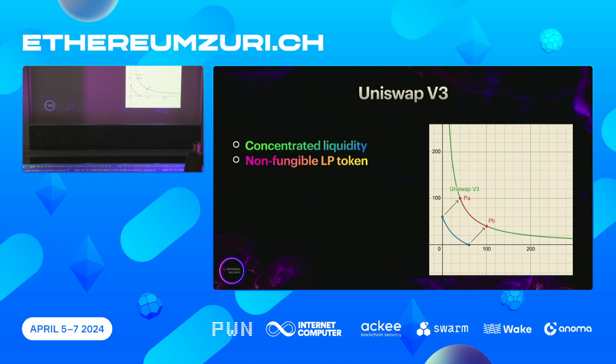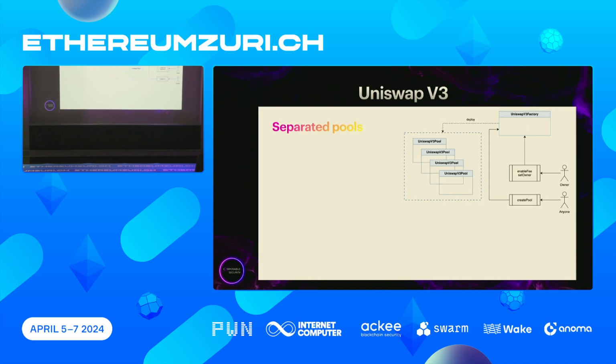However, of course, there is always the other side. The complexity has risen a lot because of this liquidity pool token, which was not fungible anymore, like a simple ERC20, but was an NFT, so it made it quite complex to manage.